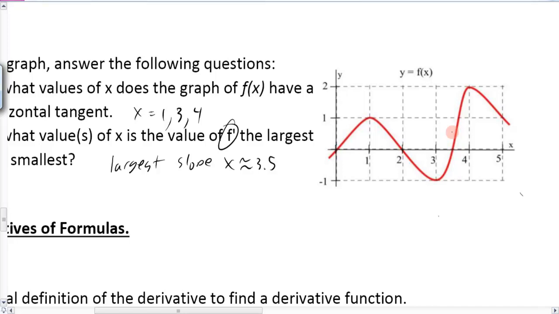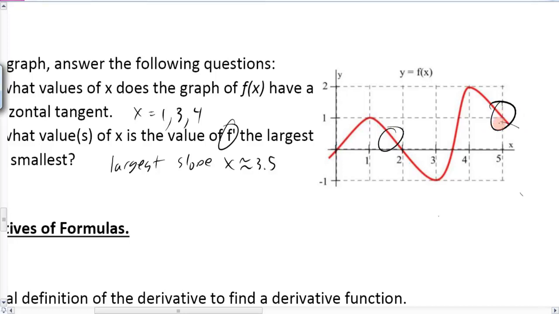Okay, now the smallest slope, I don't like that verbiage, and that's my own verbiage, I just see it right now. The smallest could mean most negative, or smallest could mean the smallest number. So if it's the smallest number, we're saying 0, and it would be 0 at 1, 3, and 4, just like the last problem. If they mean most negative, then the steepest in the negative direction, well, then it looks like it might be right about there or right about there.